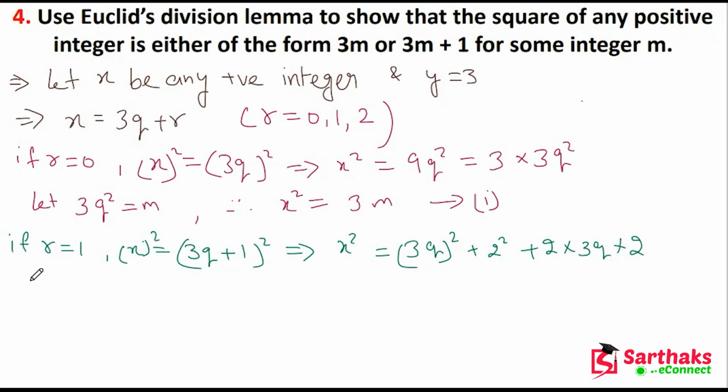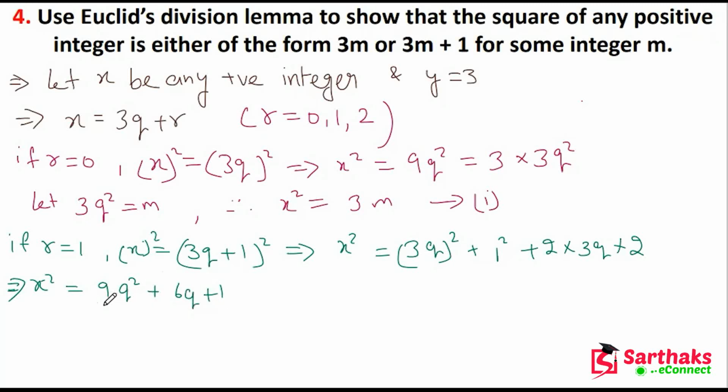So our x square equals 9q square plus, here it is not 2, here it is 1, because b is our 1. Yes, here it is 6q plus 1.